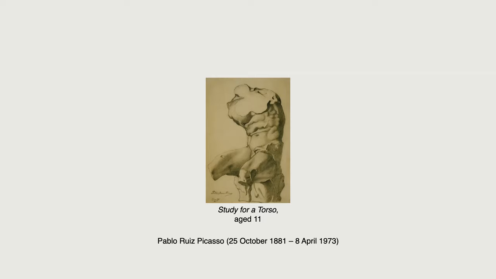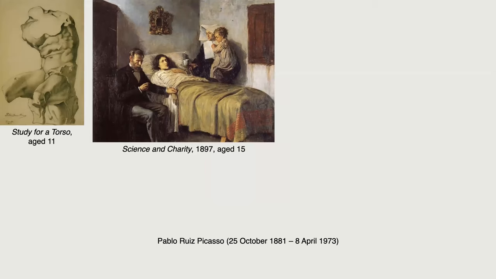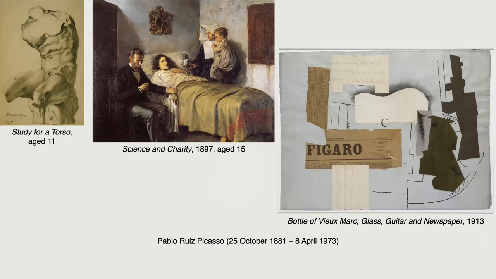Starting when he was 11, he was a child prodigy. This is a study for a torso he produced when he was 11. This is Science and Charity, a, if you like, conventional painting that he painted when he was 15. And then I won't go through the whole development. By 1913, when he was 32, he entered the second phase of Cubism.